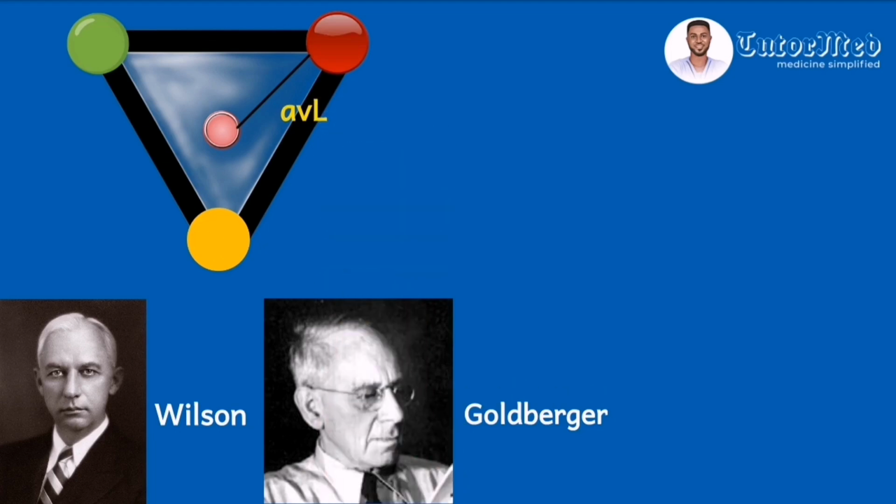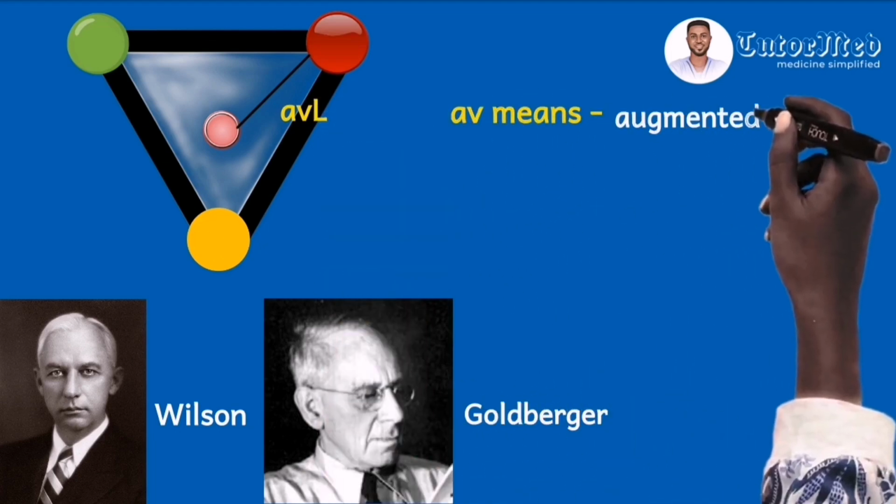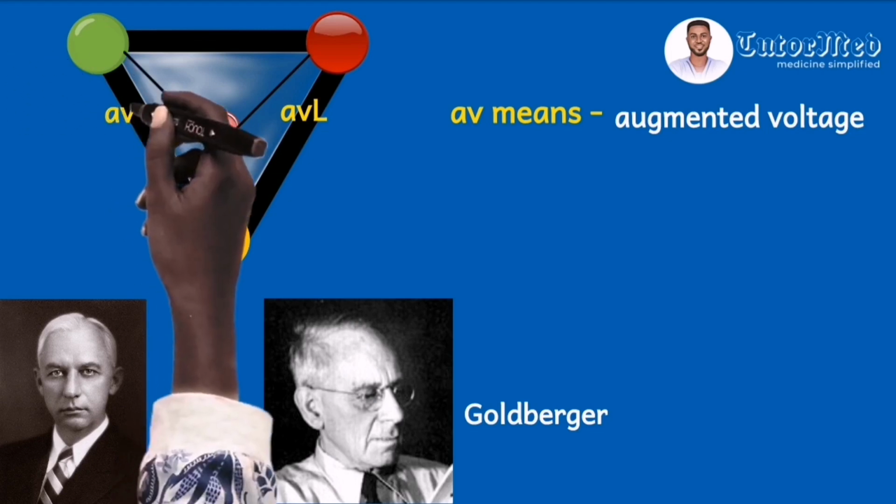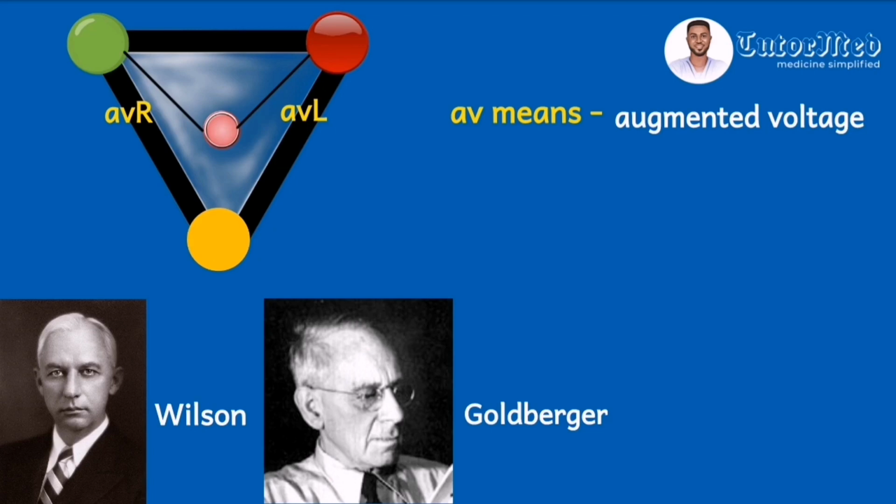And so when the machine analyzed the left arm electrode and then the central terminal, it gave a lead called AVL. AV means augmented voltage, and so AVL means augmented voltage on the left. And when the machine analyzed the right arm electrode and then the central terminal, it gave a lead called AVR, augmented voltage on the right. And then the left leg electrode and then the central terminal gave another lead called AVF, augmented voltage on the foot. Now watch the direction of each of these new leads. I'm sure you can position them on the cardinal point system and even tell which side of the heart they look at, right?